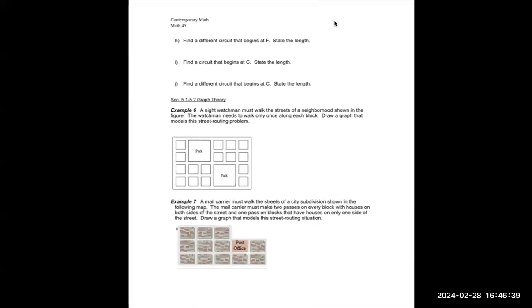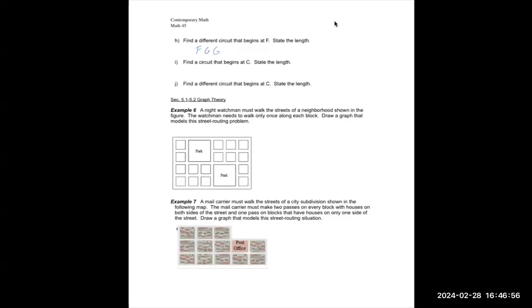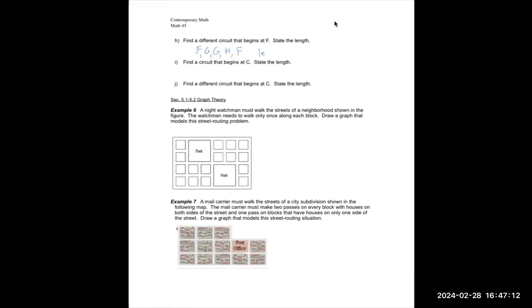But the one is we go from F to G, then from G to itself back to G, then you go from G to H, then H to F. So F to G, G back to G, then G to H, then H to F. And I like to count it as I go around, so it has 1, 2, 3, 4 sides. So this is length 4.